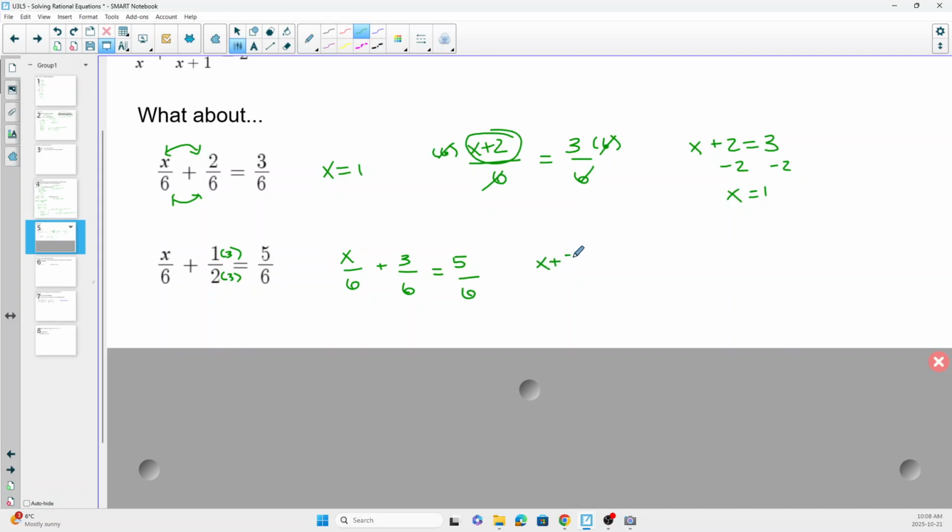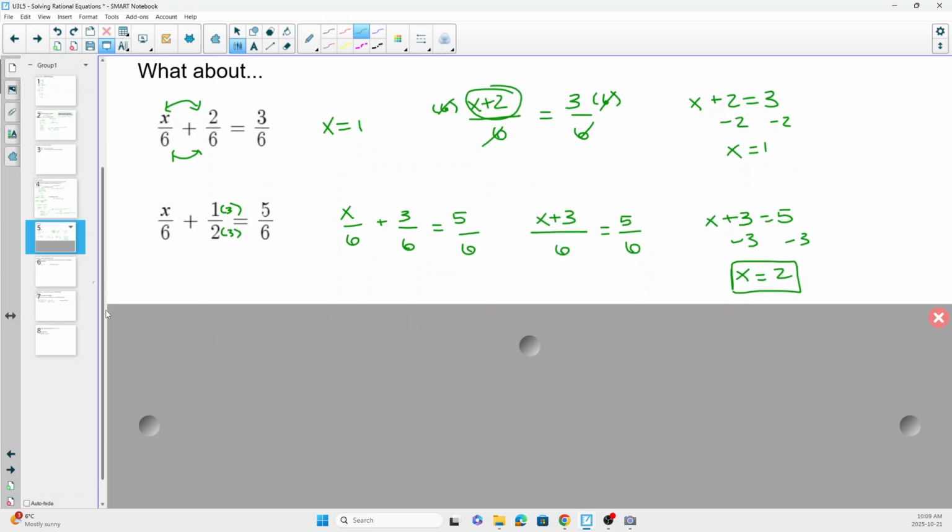and say, okay, well then x plus 3 over 6 is equal to 5 6, and now I can say then x plus 3 must be equal to 5, and I subtract 3 from both sides and say that x must be equal to 2. So 2 6's plus 1 half is equal to 5 6's. We know 1 half is 3 6's. That makes sense. 2 plus 3 equals 5.